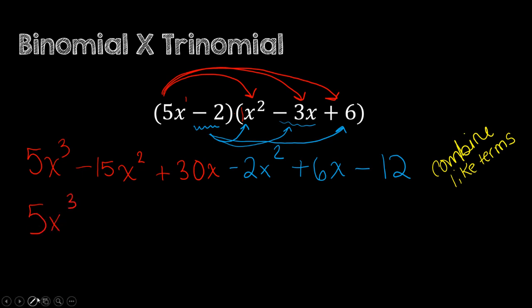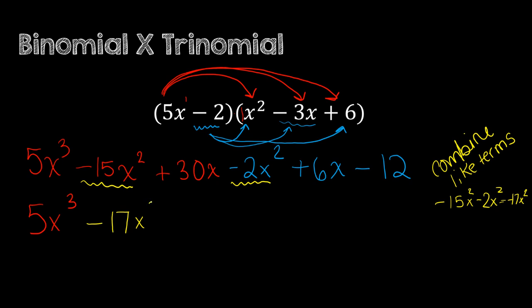But now when I look, negative 15x squared has a like term with negative 2x squared. Negative 15x minus 2x, these are both squared, so they're like terms. It gives me negative 17x squared.